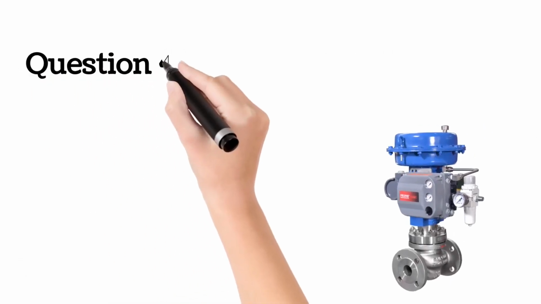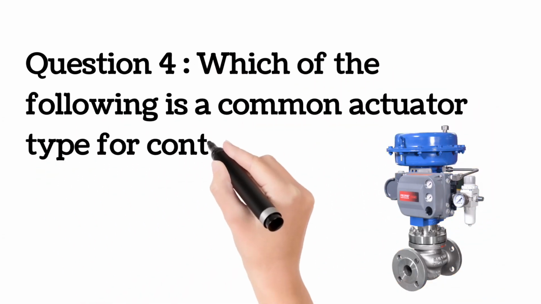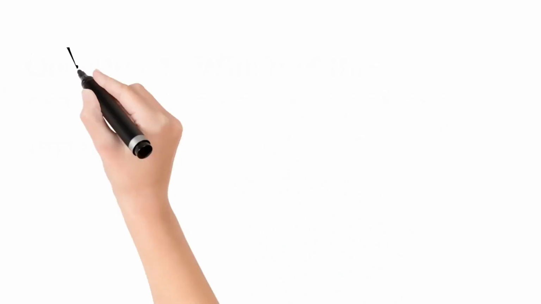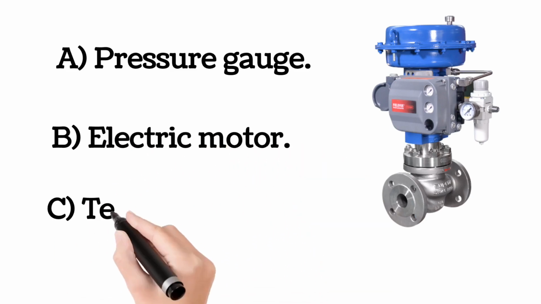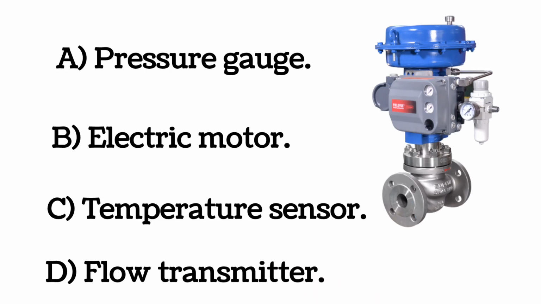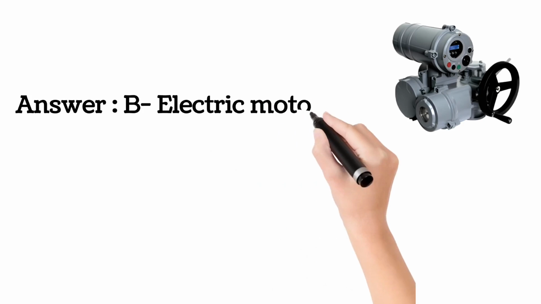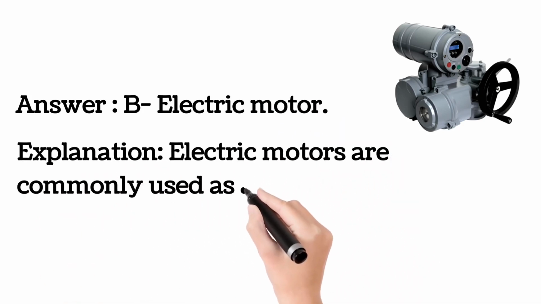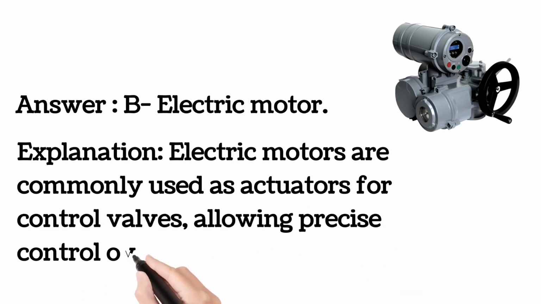Question 4 is, which of the following is a common actuator type for control valves? A. Pressure gauge. B. Electric motor. C. Temperature sensor. D. Flow transmitter. Answer is B. Electric motor. Explanation: electric motors are commonly used as actuators for control valves, allowing precise control over valve position.